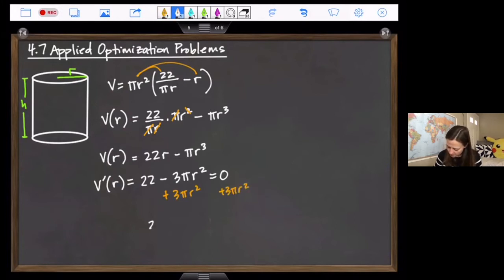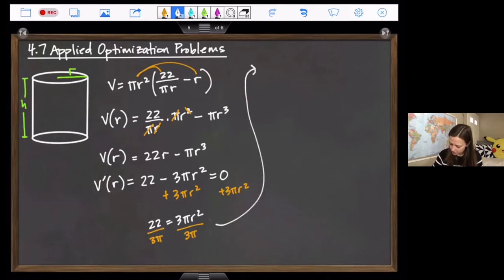And I get that 22 is equal to 3 pi R squared. We're going to divide both sides by 3 pi. And I get that 22 over 3 pi is equal to R squared. We're going to take the square root now, and get a very weird looking critical value of the square root of 22 over 3 pi.